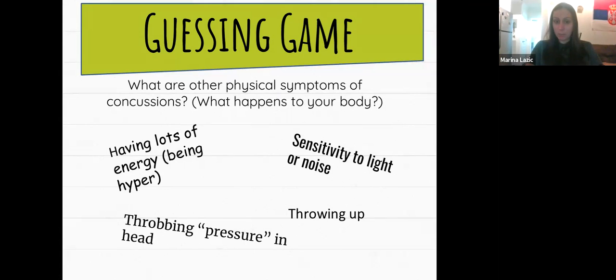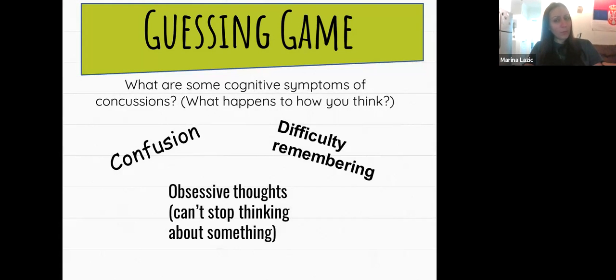Let's see the next symptoms. If you have concussion, would you feel like you are full of energy? Not exactly. But you would definitely feel a pressure in the head. You would be sensitive to light and noise. You might throw up. What about difficulty remembering? Imagine if your brain moves, and we know that our brain controls our ability to think, would we have difficulty remembering if we move a brain? Yeah, definitely. But would we have obsessive thoughts? That has nothing to do with concussion, right?